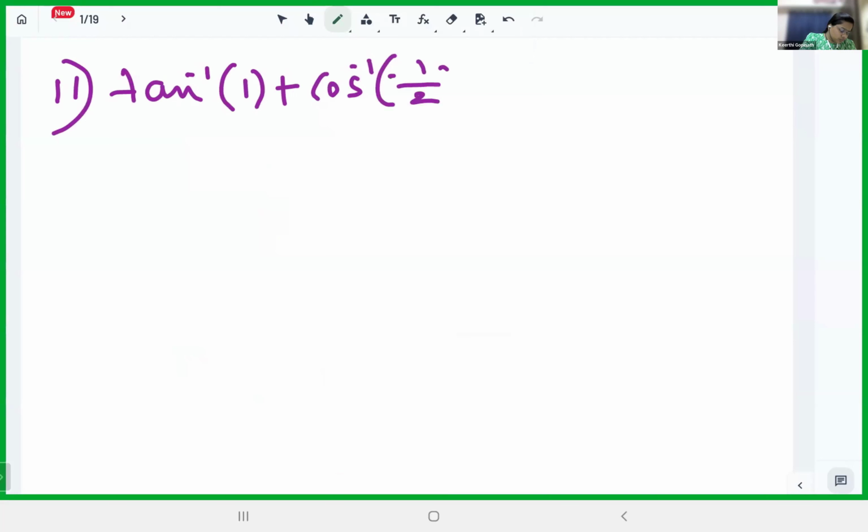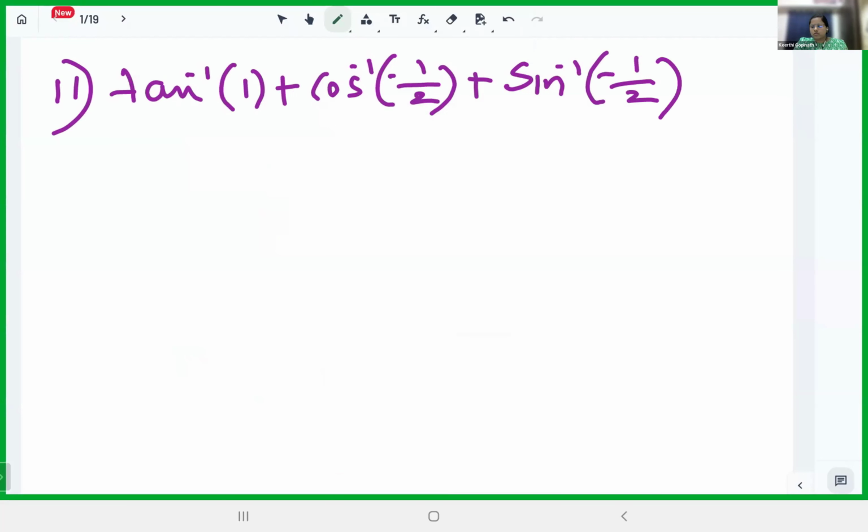Now moving on to the 11th question. You have to find out the value of tan inverse of 1 plus cos inverse of minus 1 by 2 plus sine inverse of minus 1 by 2.